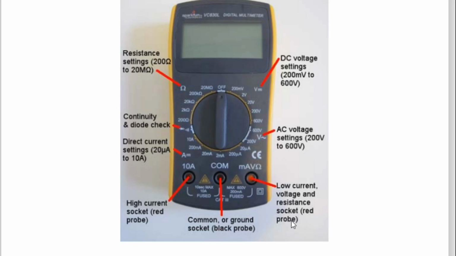So here you can see the red probe, and here only when higher current greater than 10 ampere is to be measured, this socket is used. So 99% we don't use this socket, we use this socket. Here you can use all currents, AC current as well as DC current. Milliampere means AC current as well as DC current. Voltage means AC voltage as well as DC voltage. And resistance in ohm. Here you can see starting from this range, it is in the ohm region.